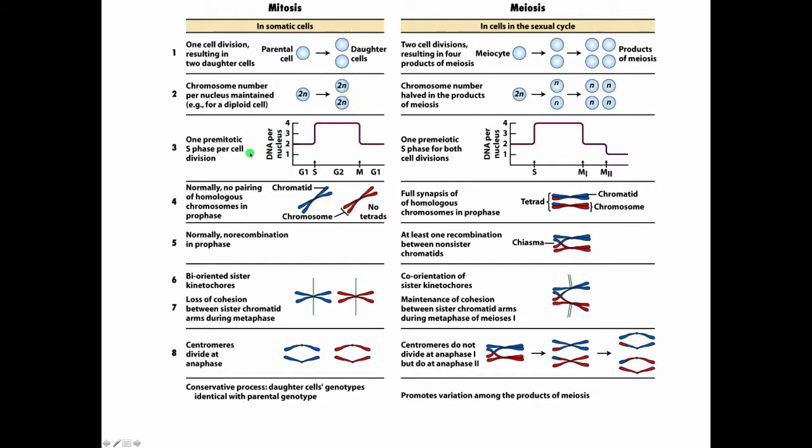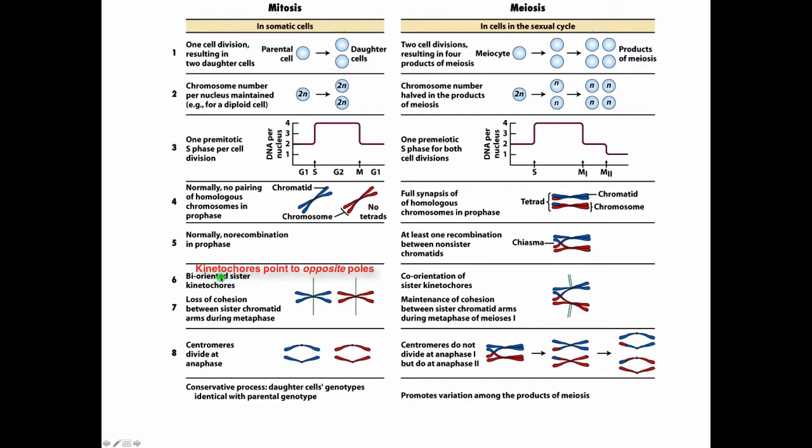46. Here, if we look at DNA replication, there's a pre-mitotic S. DNA goes from 2C to 4C in S, and then through G2 and M, and back down to 2C during mitosis, and back to the 2C DNA content. There's normally no pairing of homologous chromosomes, so you don't form tetrads. There's normally no recombination. This is an important point.